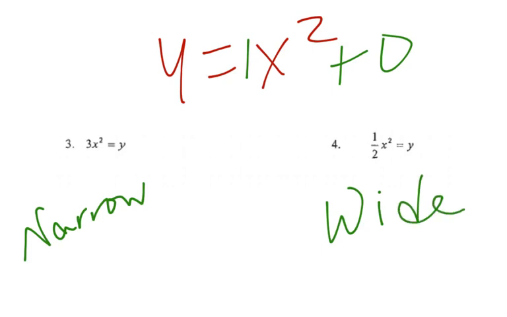If you weren't sure when you had a fraction, take it and make it a decimal. You would go 1 divided by 2 in your calculator. It would show you that it was 0.5. You know that 0.5 is smaller than 1, so it got wide.